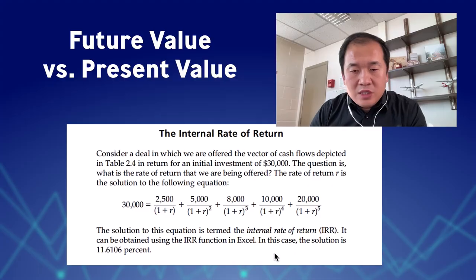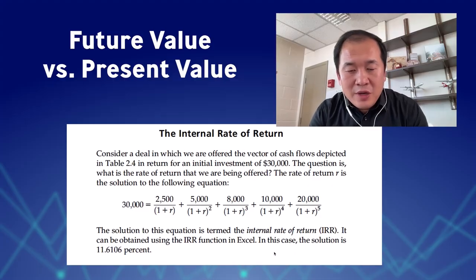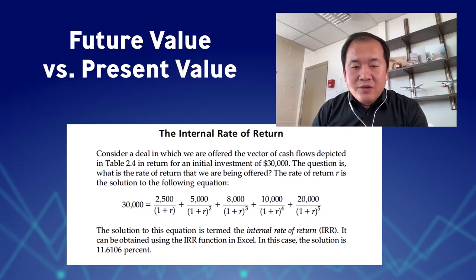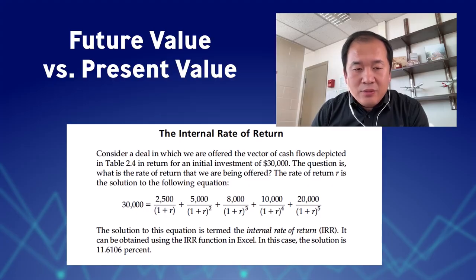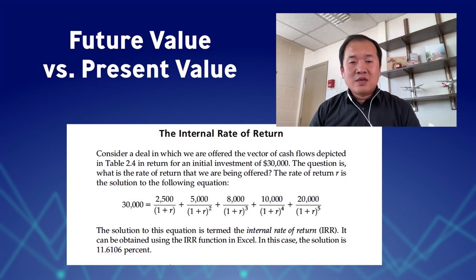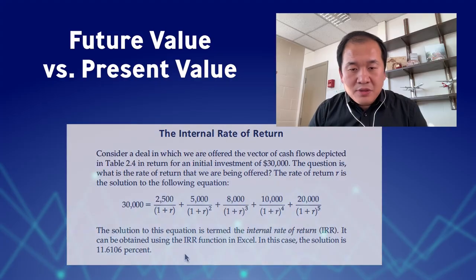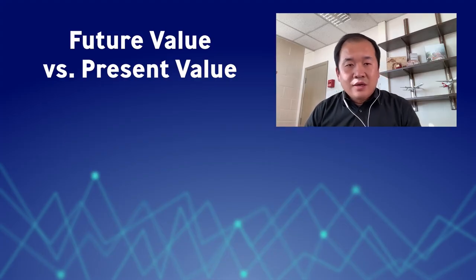This is a little bit of homework you need to research yourself. Search the IRR function in Excel, and it will be very easy to calculate for you. The internal rate of return for this cash flow is 11.6106%, which is pretty decent if there's an investment product promising and paying that much interest per year for the next 5 years. Thanks.